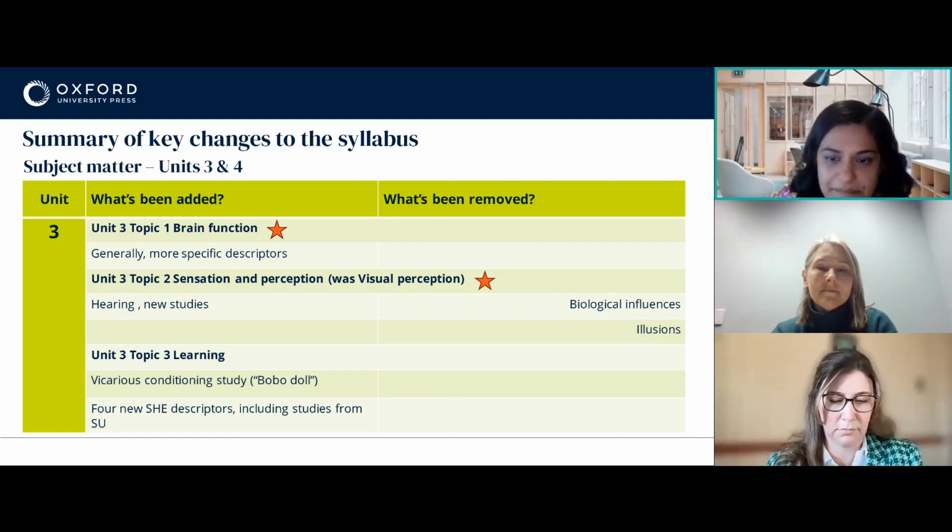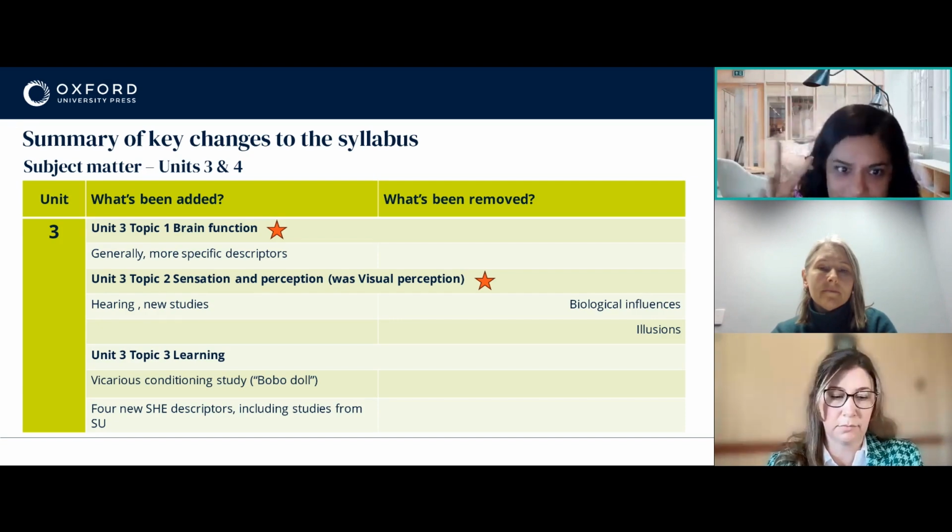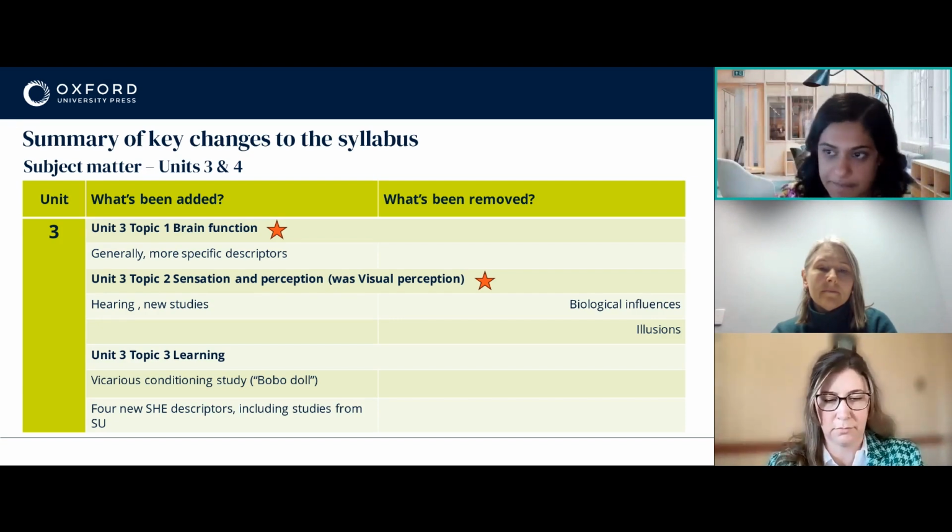Learning, you will note that the mandatory studies are not specific to Skinner or, oh my God, I've got a mental blank. Not Skinner. What's the other one? Yeah, it's just gone out of my head.